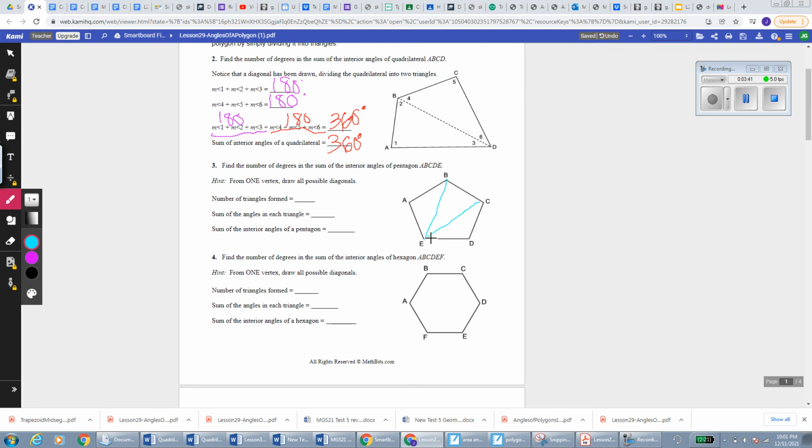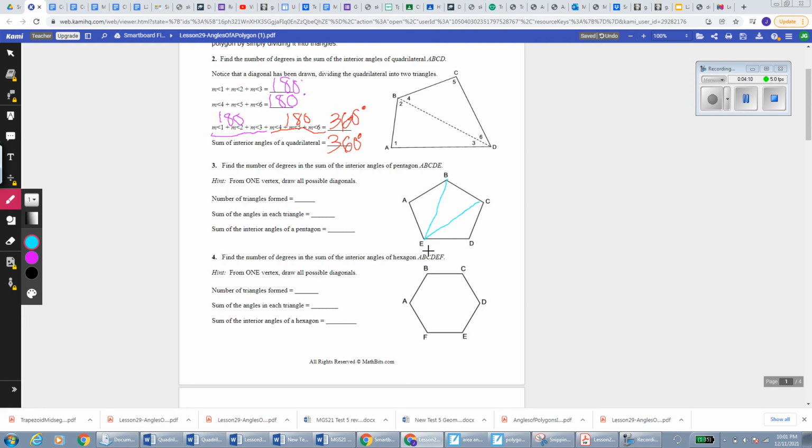And I can't draw in diagonal ED, because once again, that would just be a side of the pentagon. It wouldn't be a diagonal. So to form a diagonal, I can connect any of the vertex points with another vertex point that's not right next to it. So E and D, since they're right next to each other, that would be a side. E and A, since they're right next to each other, that would be a side, not a diagonal.